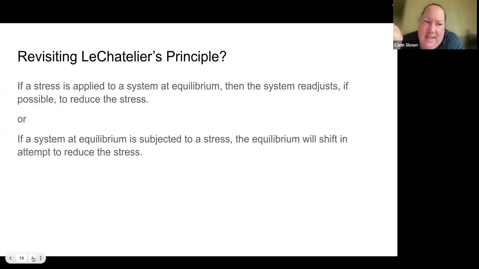Another way of saying this is similar to what Jackie shared. If a stress is applied to a system at equilibrium, then the system readjusts, if possible, to reduce the stress. Or another way of saying that is, if a system at equilibrium is subjected to stress, the equilibrium will shift in an attempt to reduce the stress on the system because equilibrium is the desired state.